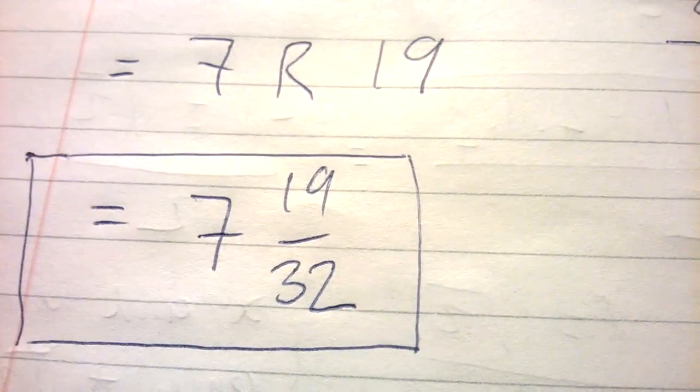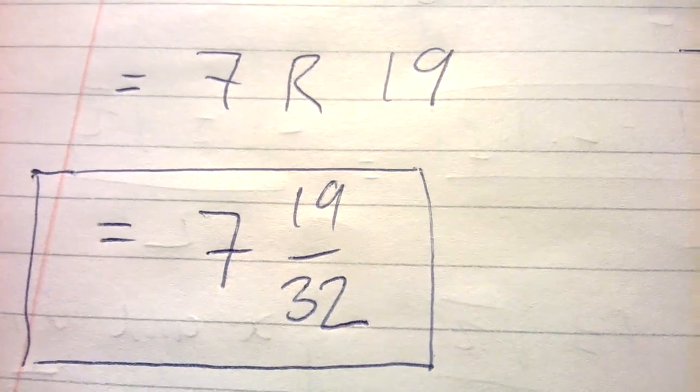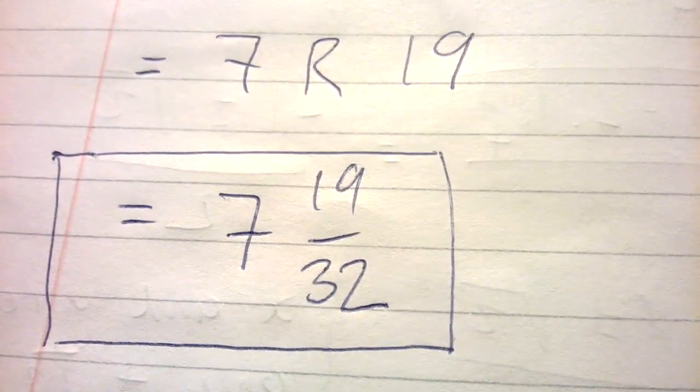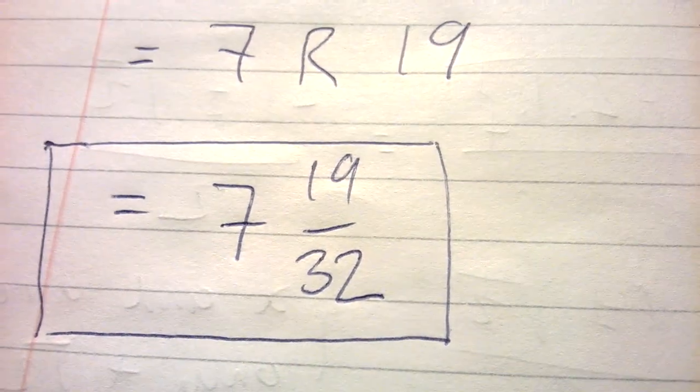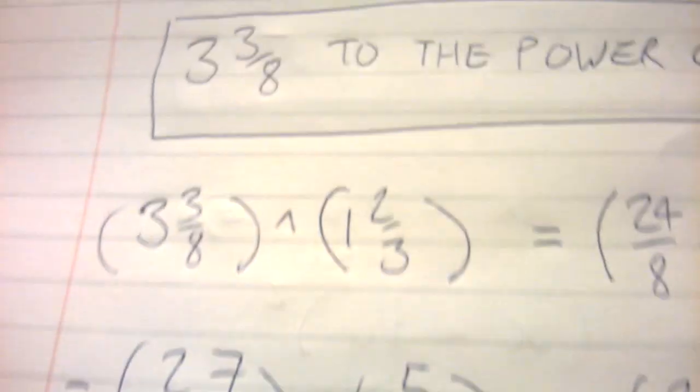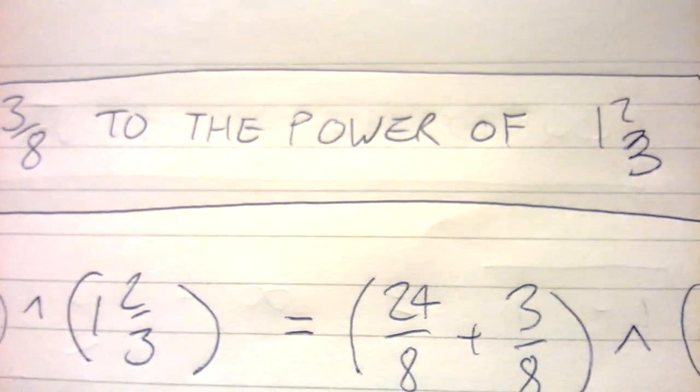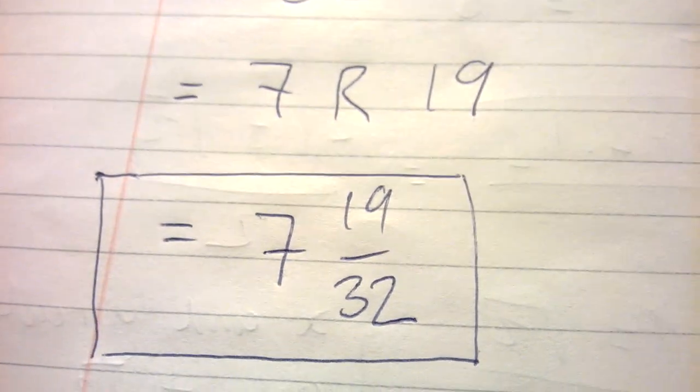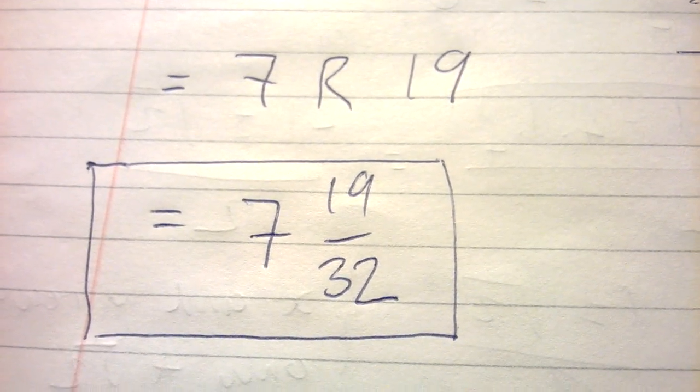And then, of course, to write this again as the mixed fraction we started off with, it's 7 and 19 over 32. So 3 3/8 to the power of 1 2/3 is 7 and 19 over 32.